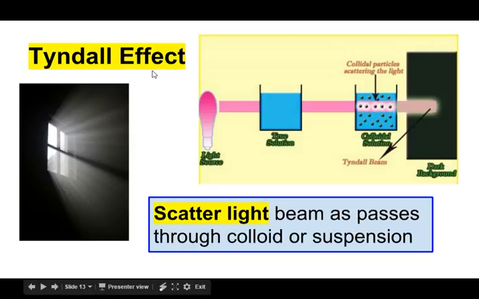The Tyndall effect. The Tyndall effect is when the particles in a colloid or a suspension scatter light. This is an example of scatter light. The light is scattered, it is spread out. It scatters the light beam as it passes through the colloid or suspension. Colloids and suspensions scatter light, and this is called the Tyndall effect.